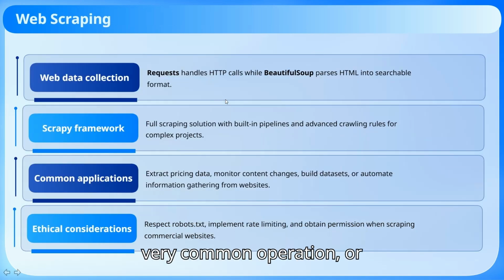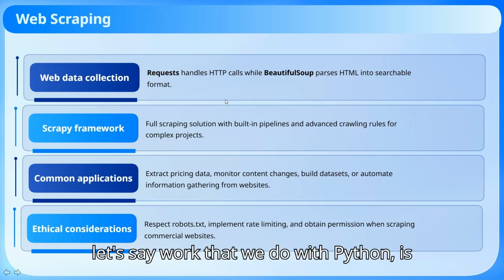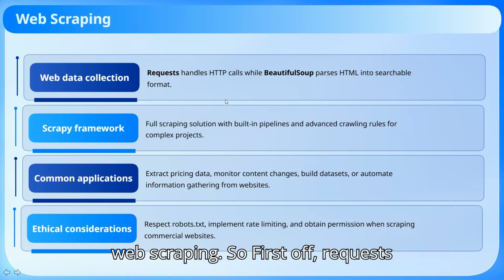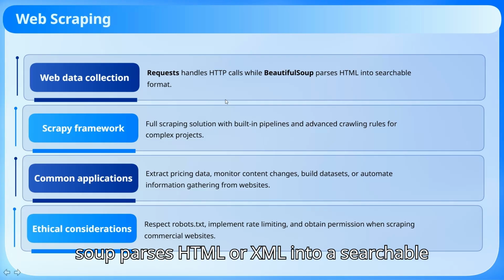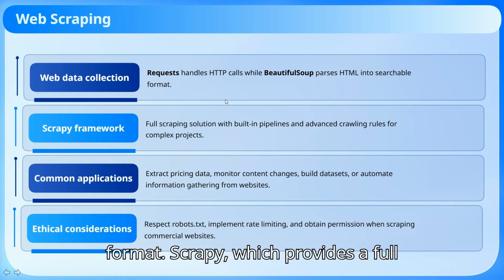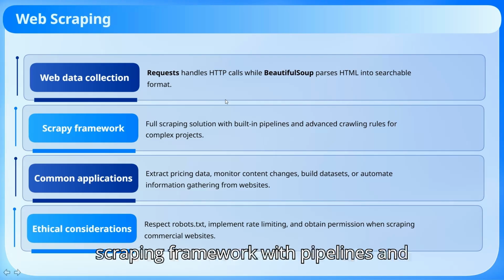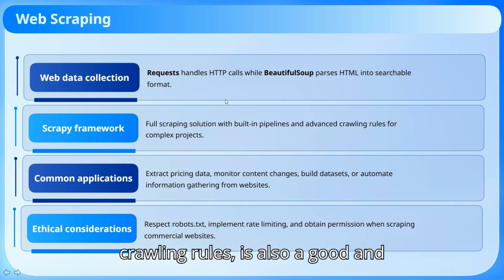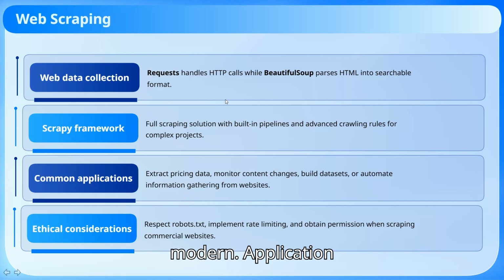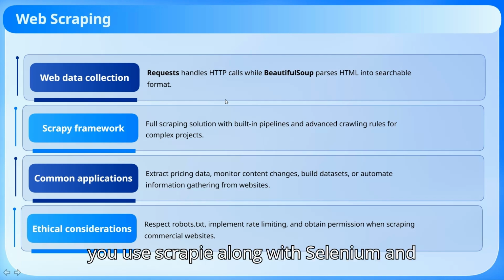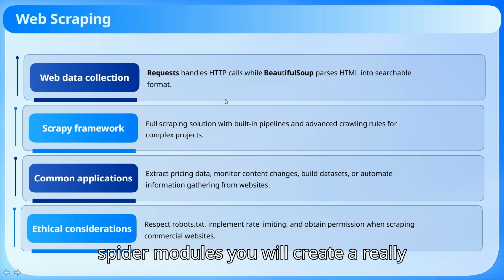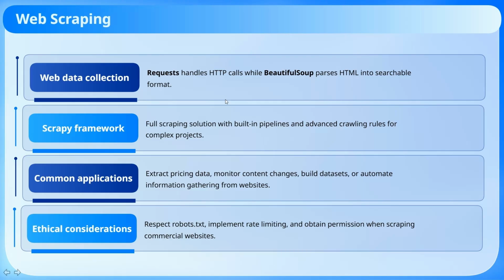Another very common work that we do with Python is web scraping. First off, Requests handles HTTP calls with ease. Beautiful Soup parses HTML or XML into a searchable format. Scrapy, which provides a full scraping framework with pipelines and crawling rules, is also a good and modern framework that you can choose. If you use Scrapy along with Selenium and Spider modules, you will create a really great scraping project.